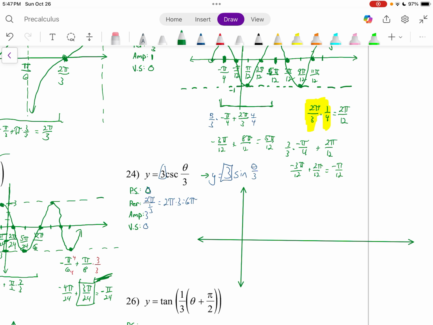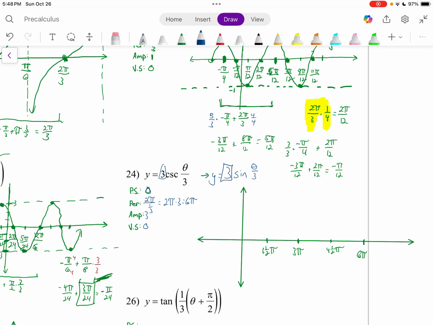All right, so here was 0. 6 pi is the end of our first cycle. Oh, this is a lot easier. Splitting that in half between 0 and 6 pi is 3 pi. Between 0 and 3 is 1.5 pi. And then 4.5 pi. I'll go back to blue.